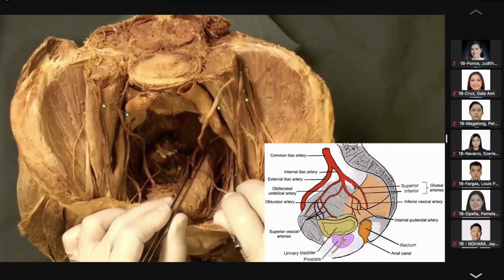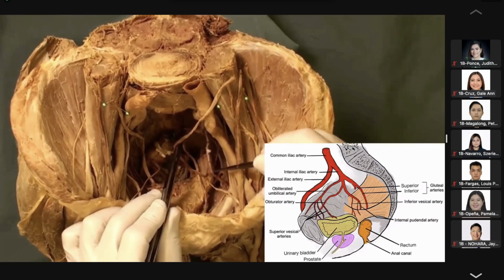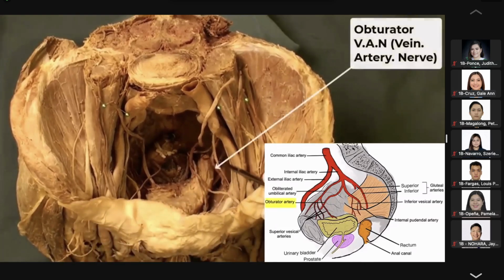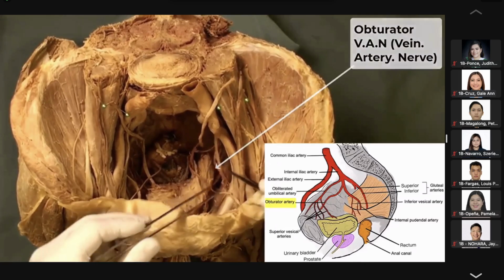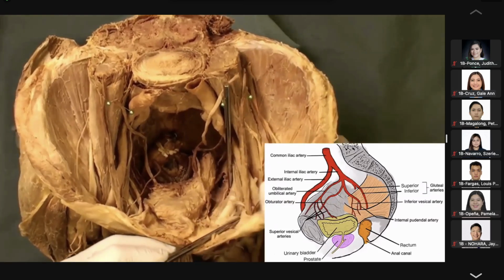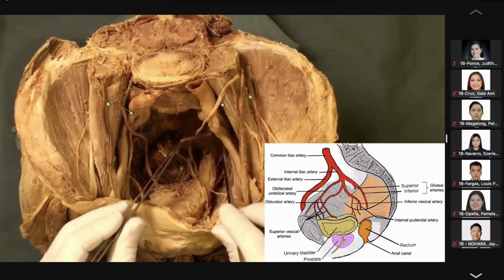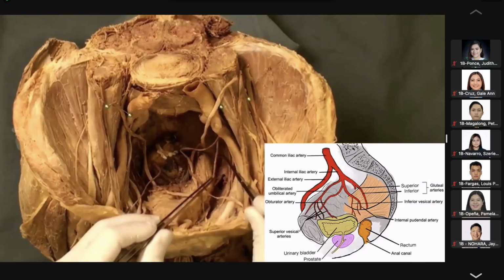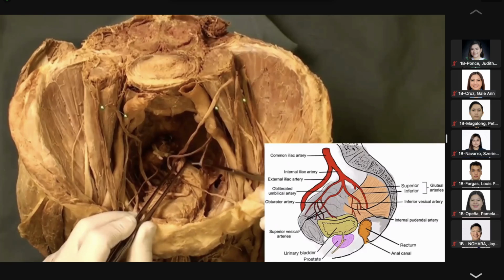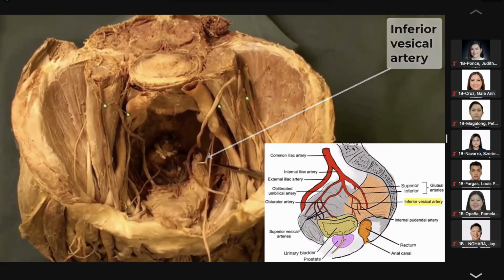The other branch of the anterior division of the internal iliac artery is this artery right there, which runs on the lateral pelvic wall, and it runs with this nerve and this vein all together: obturator vein, artery, and nerve. As you can see, they pass through the obturator canal. My probe actually passes through the obturator canal. The next branch that we can see is right here, and I can see it goes to the inferior part of the bladder. That is the inferior vesical artery.